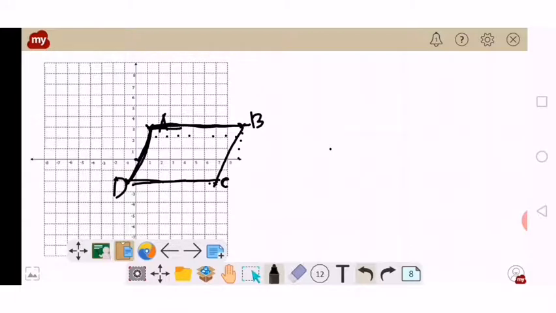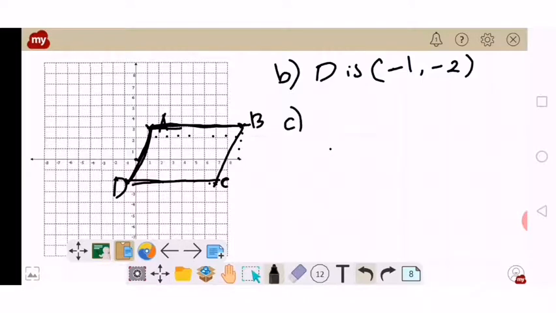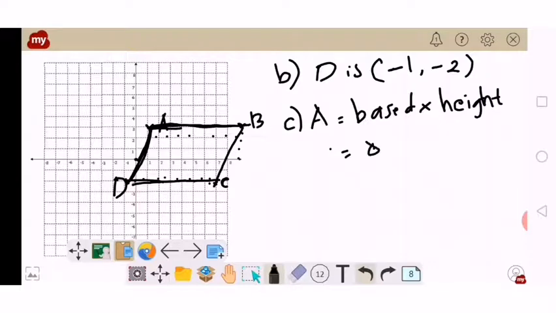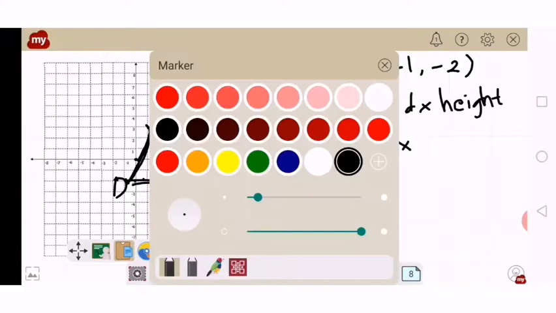Then point D for question B. For question B, it asks for the coordinate of point D. D is -1, -2. Okay, -1 point -2, and then area of trapezoid. As we know, the area of trapezoid is base times height. And then the base of this trapezoid is 1, 2, 3, 4, 5, 6, 7, and 8 units, and then times height. Here's, let me change it into red.